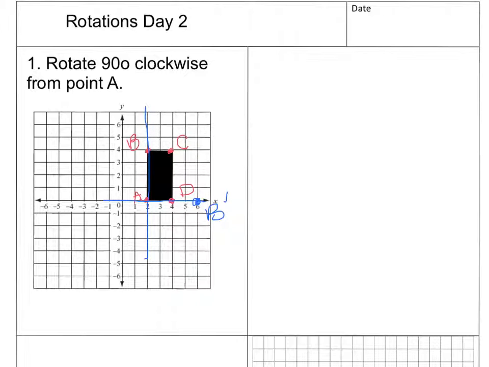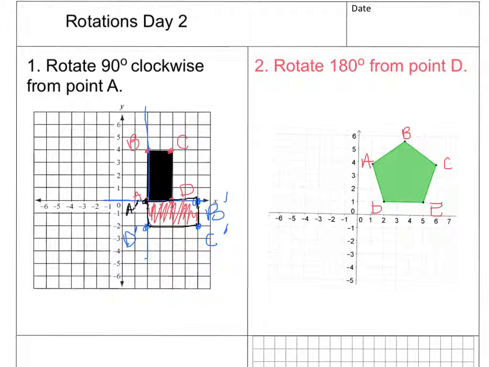C is just 2 to the right of it. So C is now 2 to the right of that if you were to tilt it sideways. There's C prime. D prime is just 2 from A. And technically, A prime is A. Anytime you're rotating off of the point, that point is still a part of your new transformation. So here is my new rectangle rotated 90 degrees clockwise.